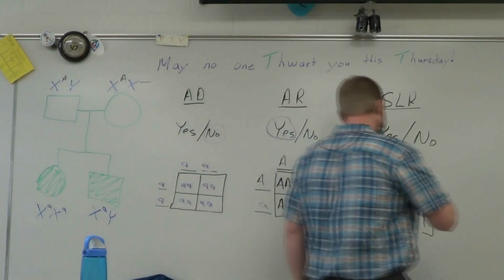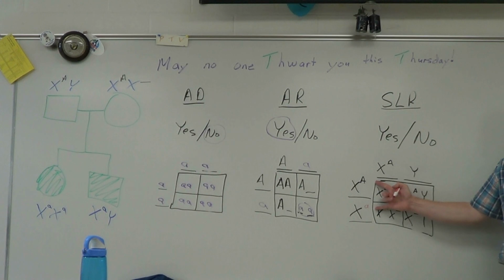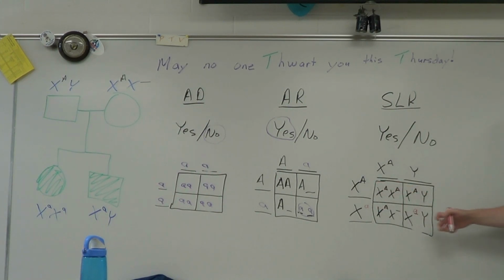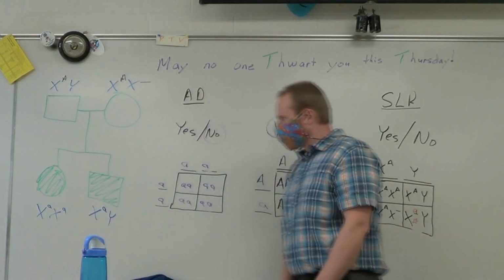This son, is this the one that I wrote in the lower right? No. Is it possible that this son could be that son? If mom was X big A, X little a, what do we call mom? Carrier. She's a carrier. Good. So if mom is a carrier, this son is possible. Is this daughter possible?